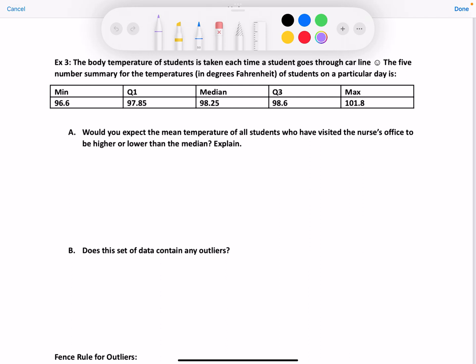Okay, body temperature of students is taken each time a student goes through car line. The 5-number summary for the temperatures in degrees Fahrenheit of students on a particular day is given: the min, Q1, median, Q3, and max. Would you expect the mean temperature of all students who have visited the nurse's office to be higher or lower than the median? Explain. So we're going to actually draw it out first, because when you're just looking at it, you're not going to know without actually seeing a visual of it.